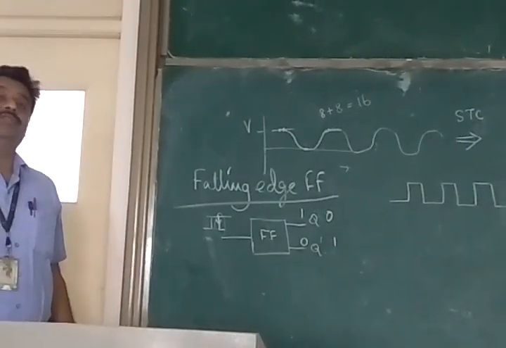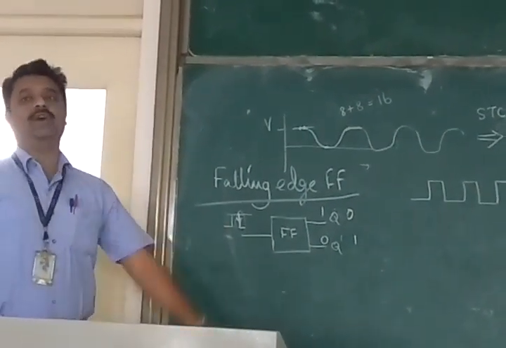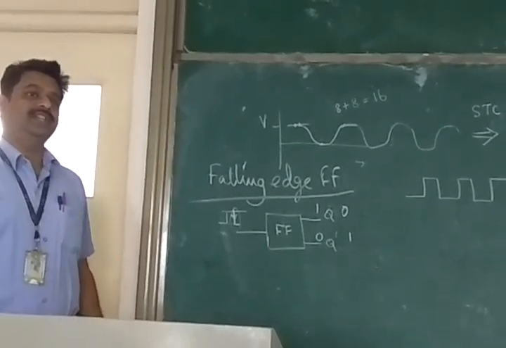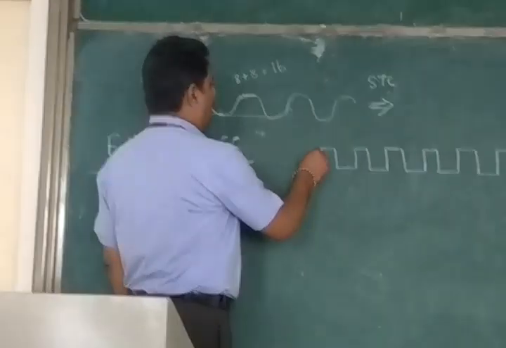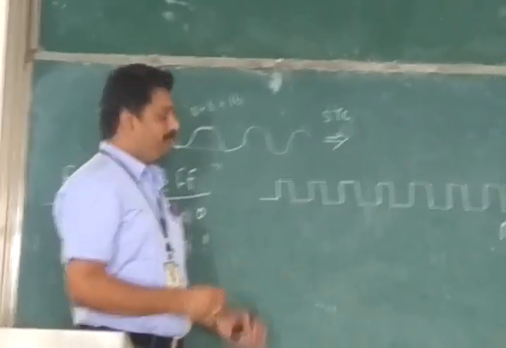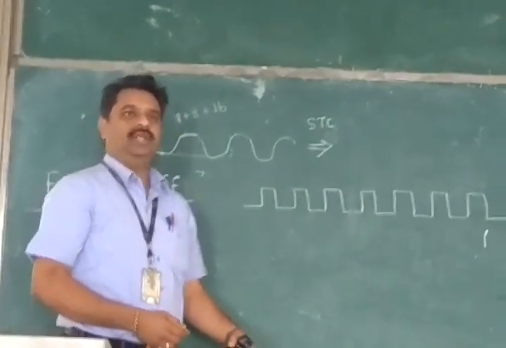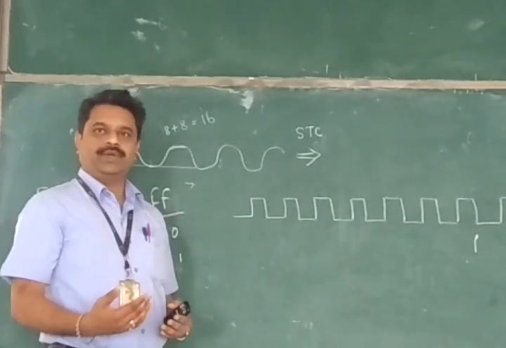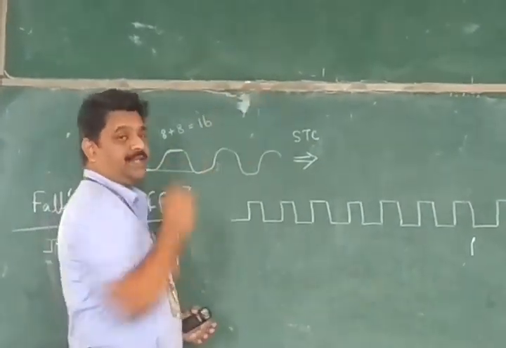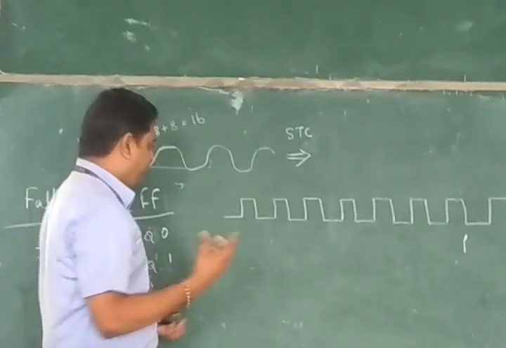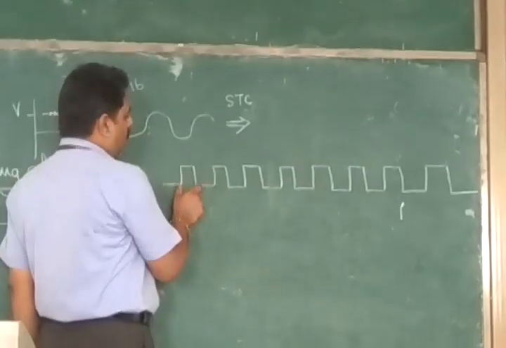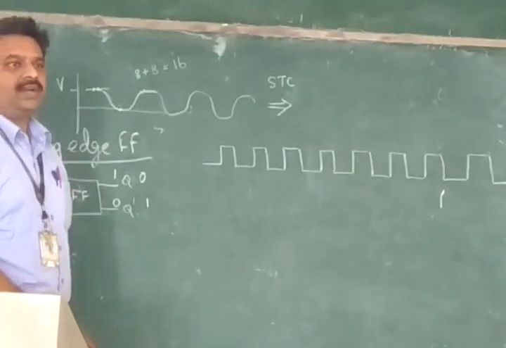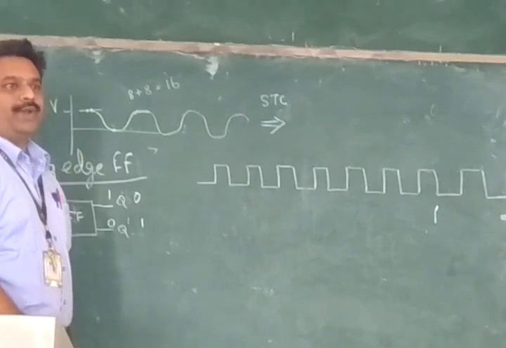Falling edge flip-flop. For what? For designing a digital counter. So what we do? This is the output of the Schmitt trigger circuit. This I have to count. If I count this, I will be able to tell what is the amount of displacement the disc has made. If the disc has rotated only one pulse, what is the angle the disc would have rotated? 360 divided by 8 is?